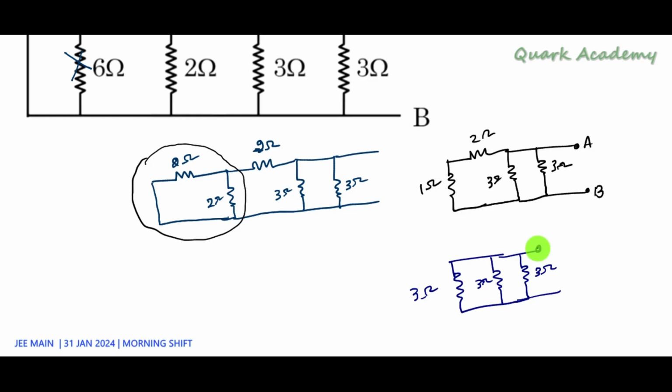So three resistors are in parallel and all are the same. You can use the expression 1 by R total equals 1 by R1 plus 1 by R2 plus 1 by R3. So if you figure it out, you will get the total resistance to be 1 ohm.